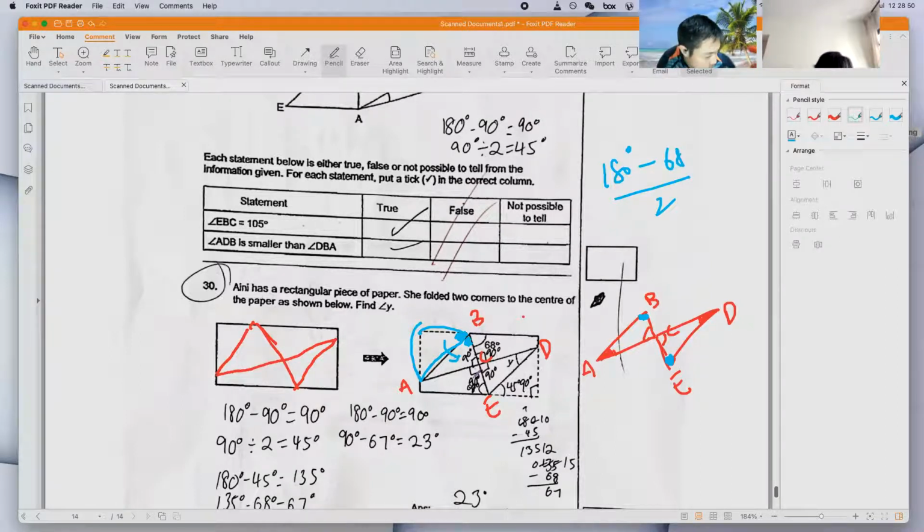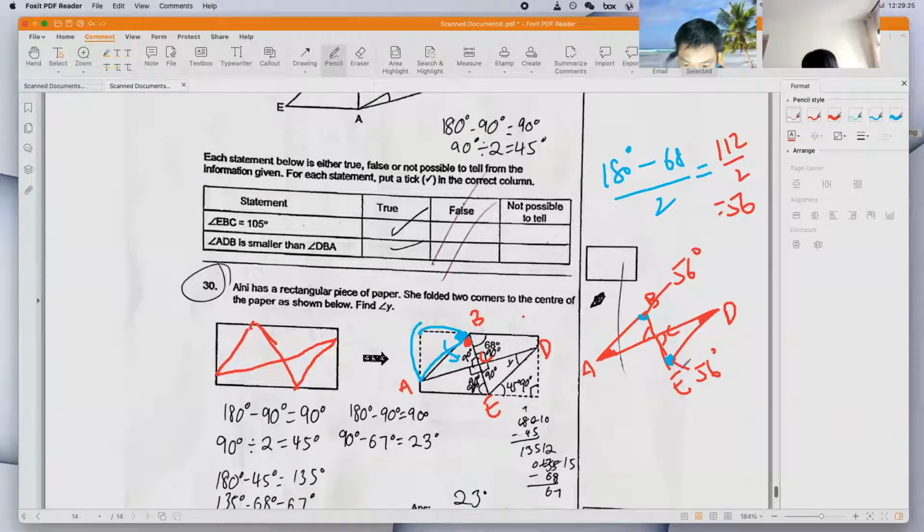Okay, can you help me out? Use your calculator. So what do you get for the angle? 112 divided by 2, 56. Yes. So basically this angle is 56. Okay. So therefore this angle is also 56.